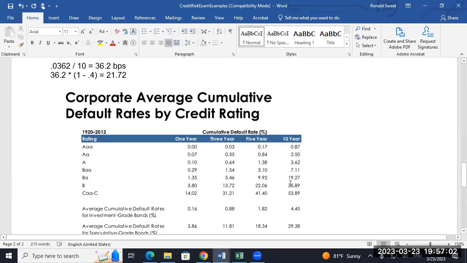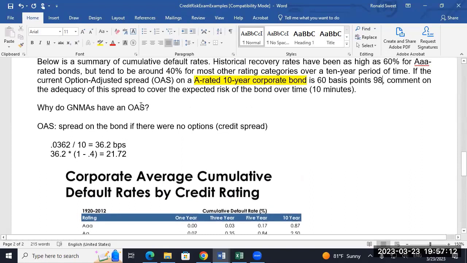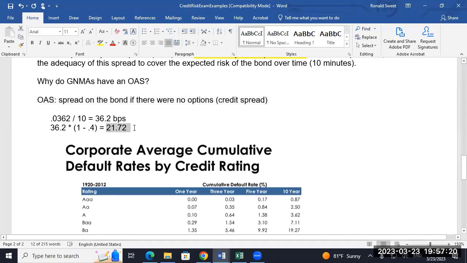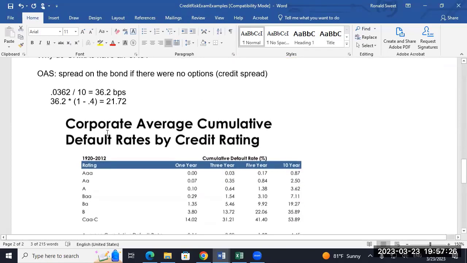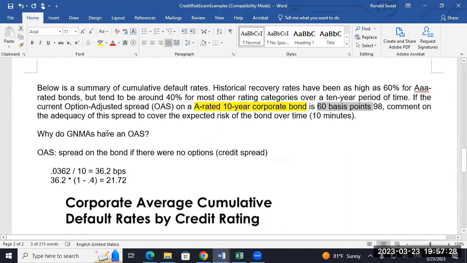Now, a lot of corporate bonds have no optionality. So the OAS and the spread are exactly the same. There is no extra spread because they can't pay off early. They're not a callable bond. But it is the OAS. If you're not used to the term OAS, start using it more, but make sure you have a good understanding of the definition. So you need 21 basis points, 22 basis points, and you're getting 60. So you're very well compensated.